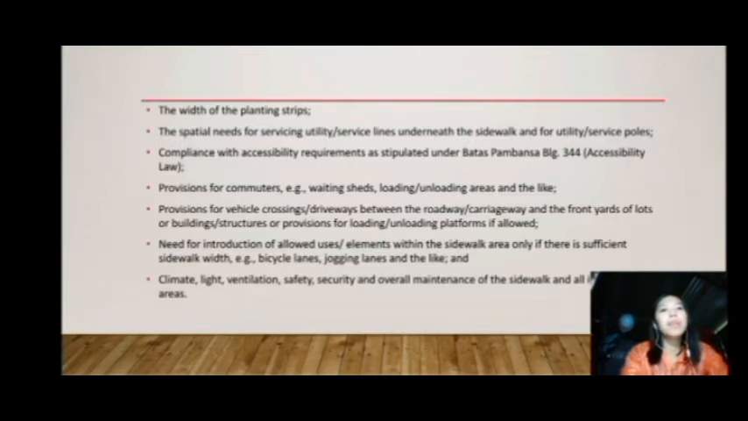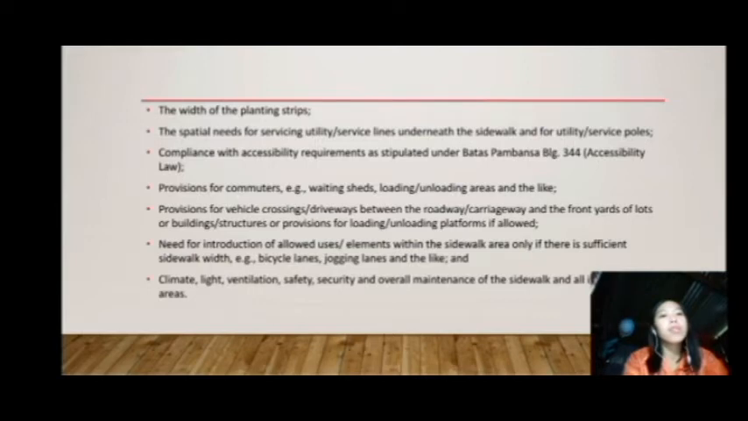D. The width of the planting strips is also considered. E. The special needs for servicing utility underneath the sidewalk and for utility poles. F. Compliance with accessibility requirements as stipulated under Batas Pambansa Building 344, the Accessibility Law. G. Provisions for commuters. Examples are waiting sheds, loading and unloading areas.